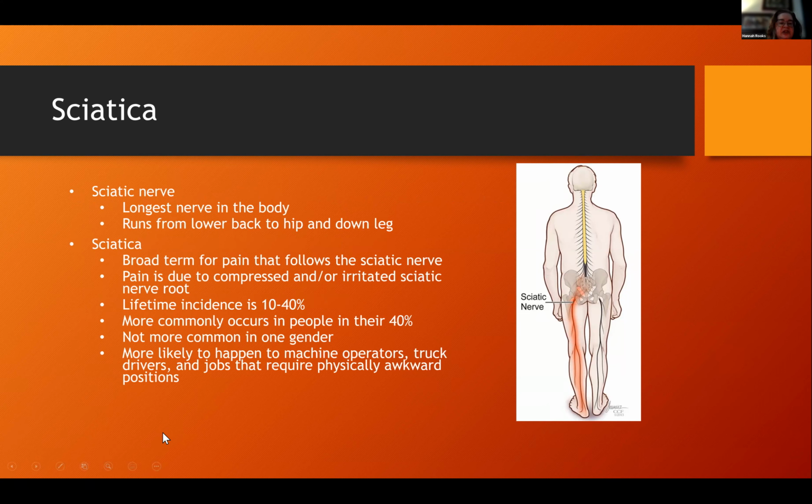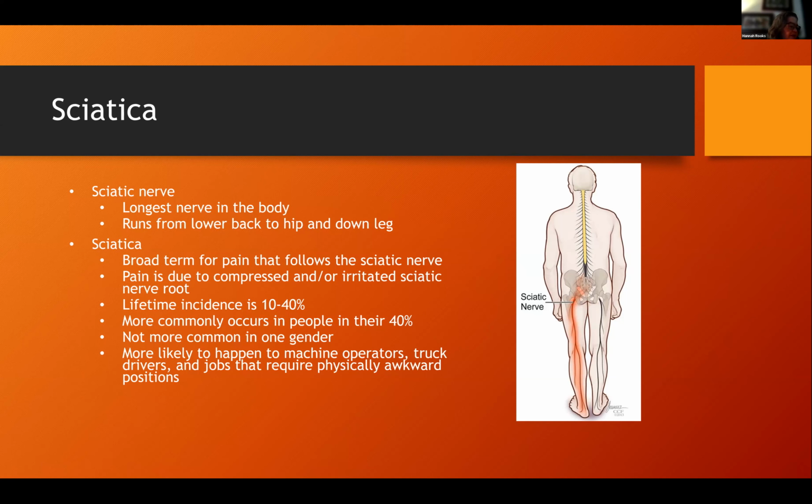And sciatica is just a general broad term for any pain that follows the sciatic nerve. It's not a specific diagnosis. The diagnosis would actually be what caused the sciatica. So it's pain that's due to a compressed and/or irritated sciatic nerve root.